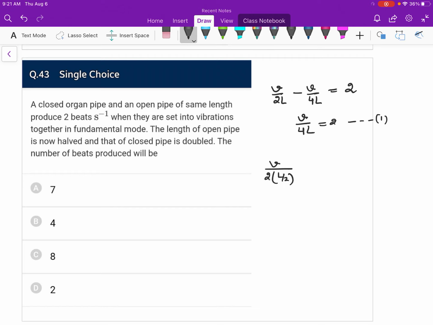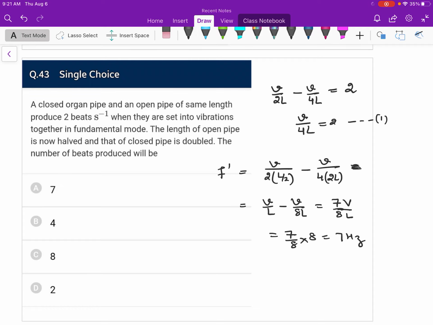So V upon 2L by 2, and the closed pipe's length is doubled. So this is 2L. This is the beat frequency. Okay. So this is V by L minus V by 8L, that is 7 by 8 V by L. Now V by L is 8, so 7 by 8 into 8, which is 7 Hertz.